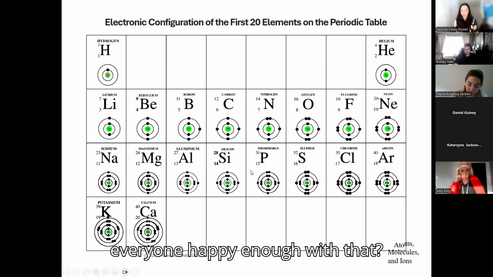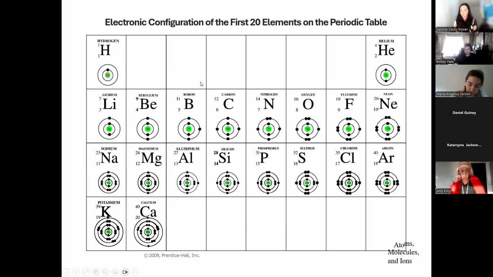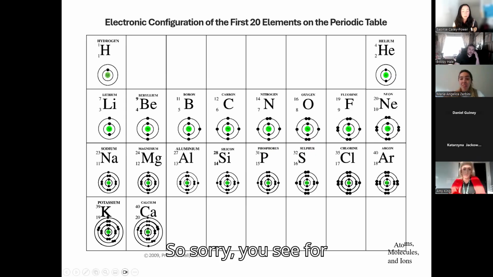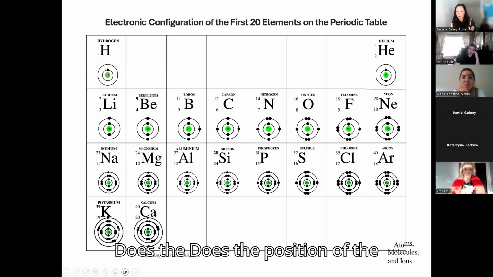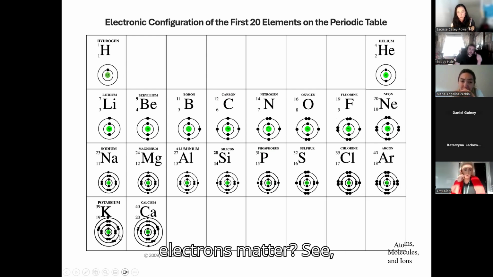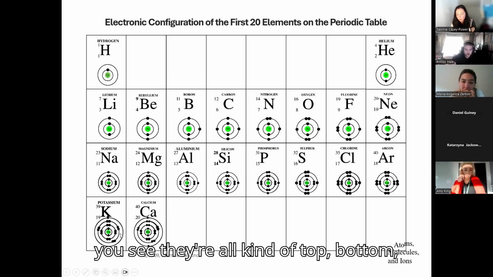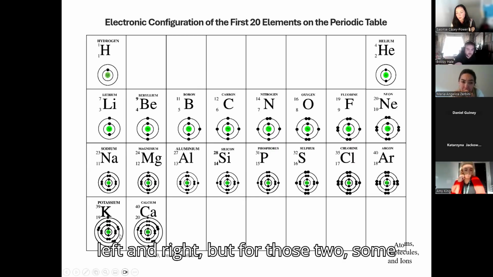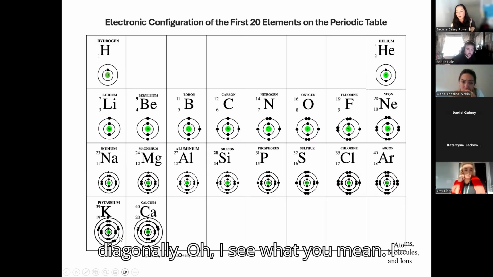Is everyone happy enough with that so far? Sorry, you see for potassium and calcium, does the position of the electrons matter? You see they're all top, bottom, left, and right, but for those 2, some of them are coming off diagonally.